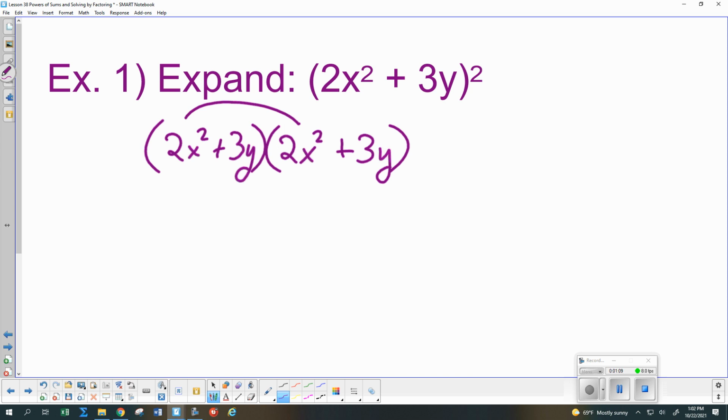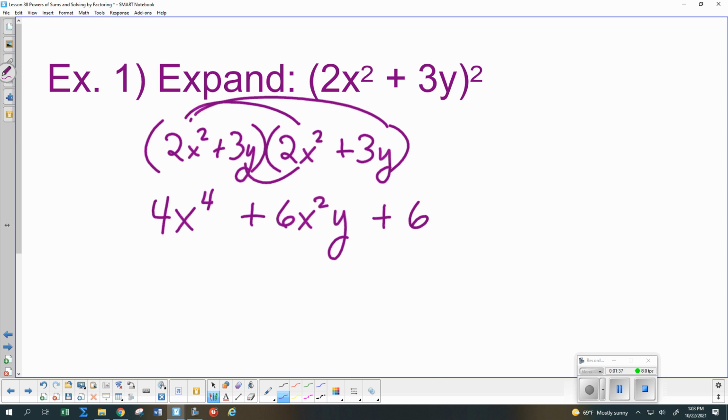Kevin, what will that give me? 4x to the fourth. And then I'm going to take outside times outside. 2x squared times 3y. Nicole, what's that going to give me? Then I'm going to do the insides. 3y times 2x squared. Wait a minute, I just did 2x squared times 3y. That's going to give me the same thing again. The O and the I will always repeat when you just got one parentheses that's squared. But then when I do last times last, 3y times 3y, that's what I have then.